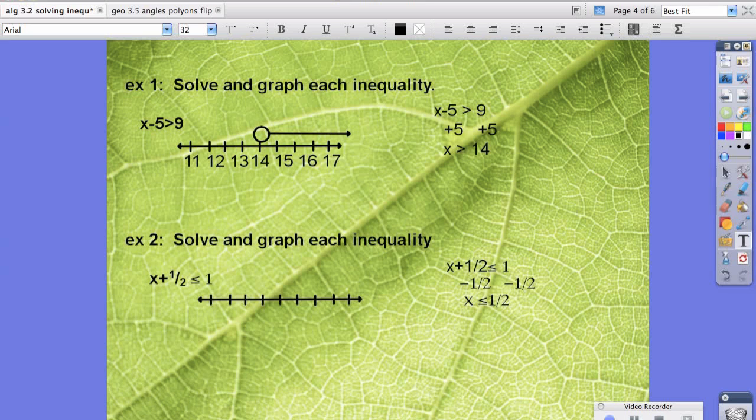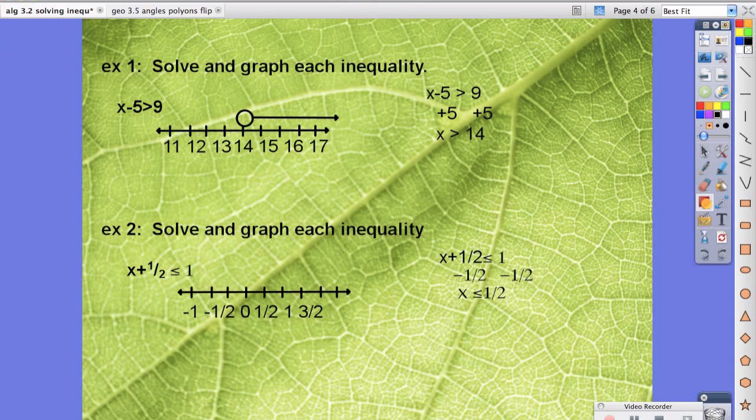So, same rules apply. We're going to first label our graph, so we're going to start with 1/2. Then we're going to say 1, then 3/2, and then we're going to do the same for the left. We're going to start off with -1, -1/2, and 0. So first we're going to put a circle at the 1/2.